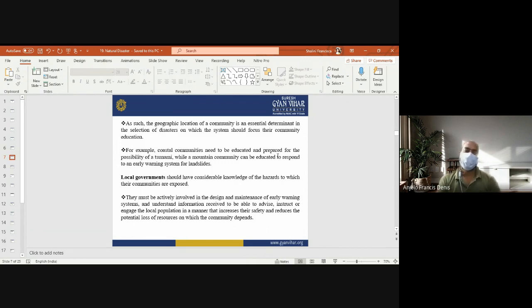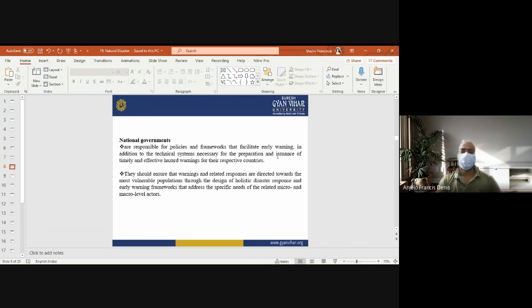The first one was community, the second one is local government. Local government should have considerable knowledge of the hazards to which their communities are exposed. They must be actively involved in the design and maintenance of early warning systems and understand information received, to be able to advise, instruct or engage the local population in a manner that increases their safety and reduces the potential loss of resources on which the community depends. So local government plays a very important role in knowledge of hazards, their mitigation, management, early warning systems, etc.